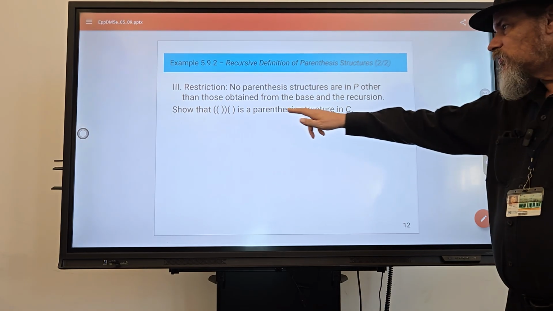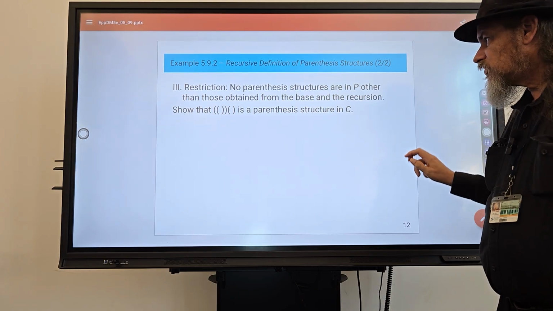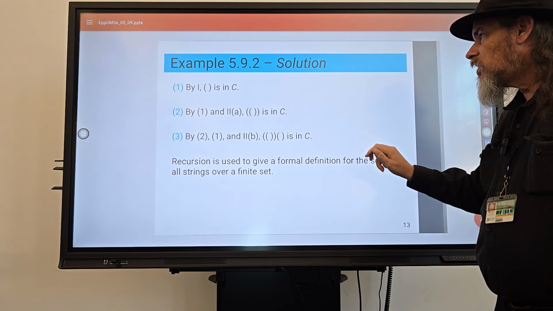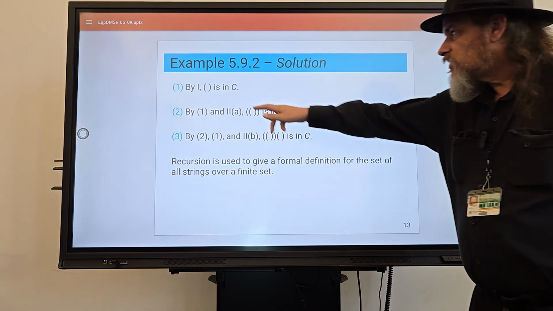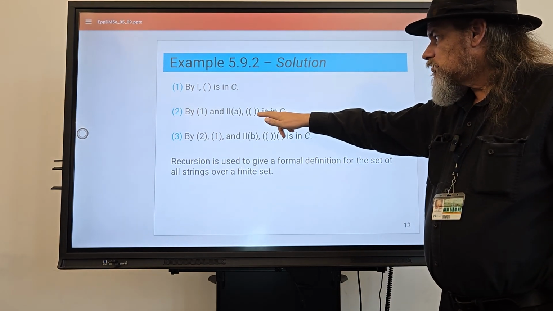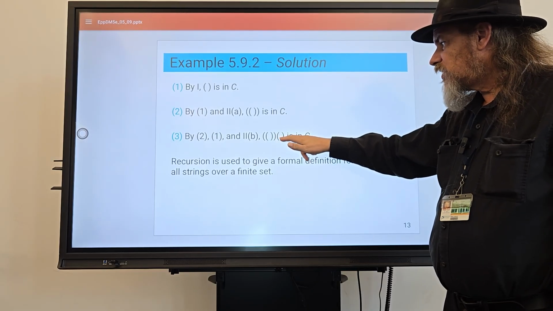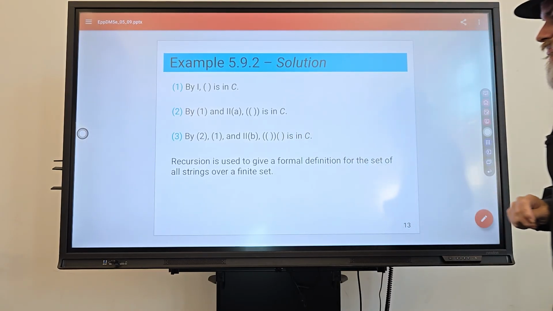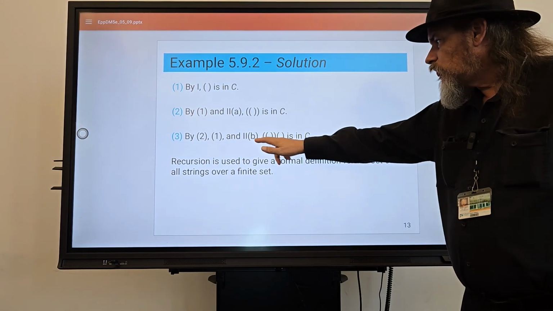So you can show that this configuration is a parentheses structure in C. Parentheses are in C. Parentheses within parentheses is in C. And then parentheses next to parentheses is also in C, because of E by 2B.